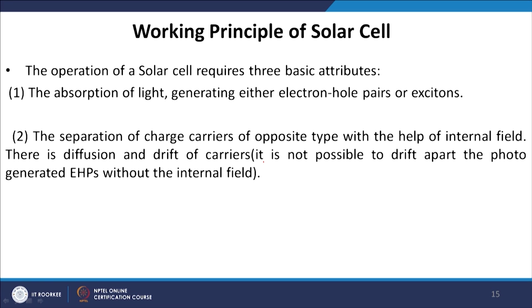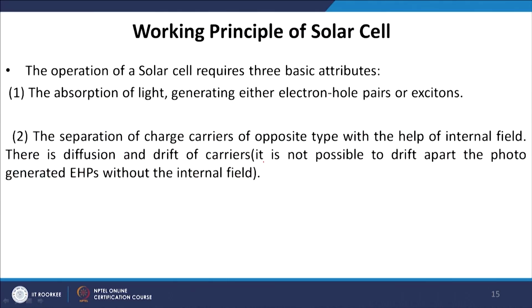Now, the working principle of a solar cell can be broadly distinguished into three basic attributes. First is the absorption of light. If there is no absorption of light, there is no charge carrier generation. So, the first important process in a photovoltaic device or a solar cell is the absorption of light, followed by generation of electron hole pairs. Now, we mentioned that in a semiconducting material two different types of charge carriers exist, namely electrons and holes, and when bound, these electron hole pairs are called excitons.